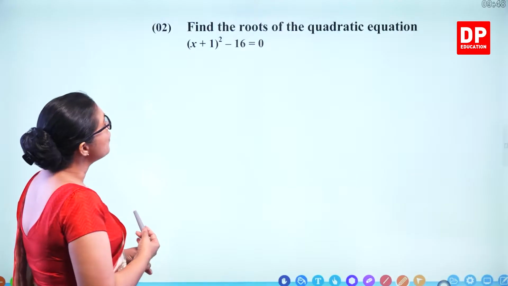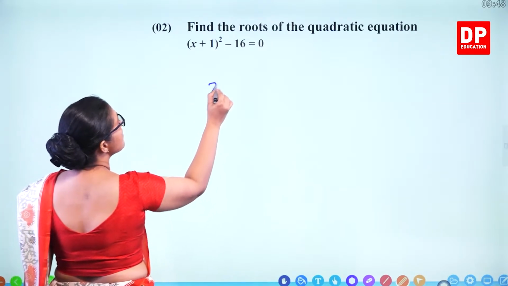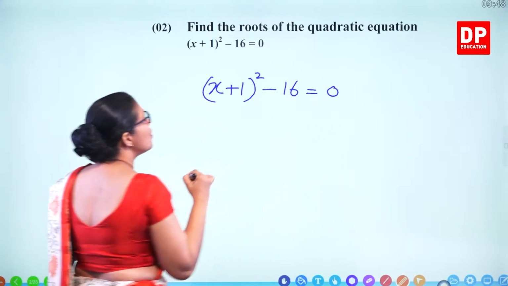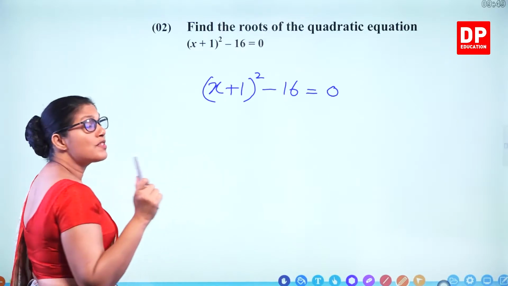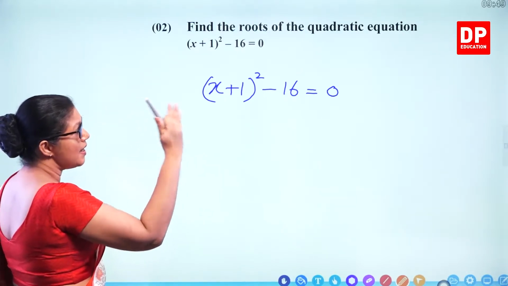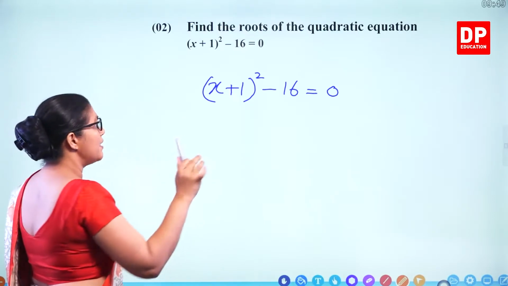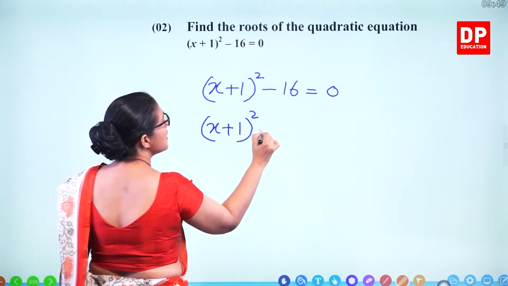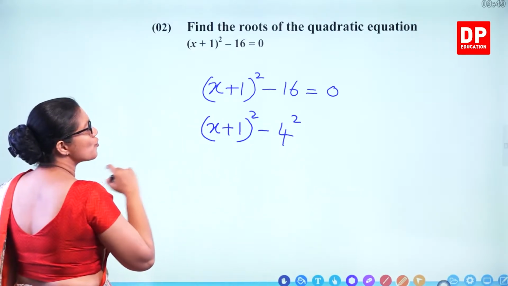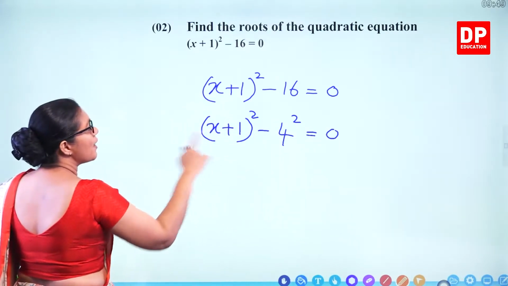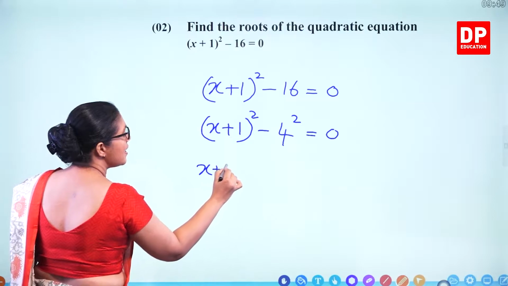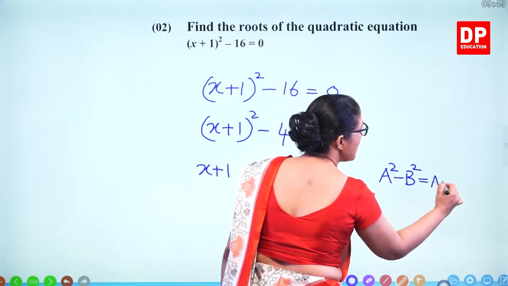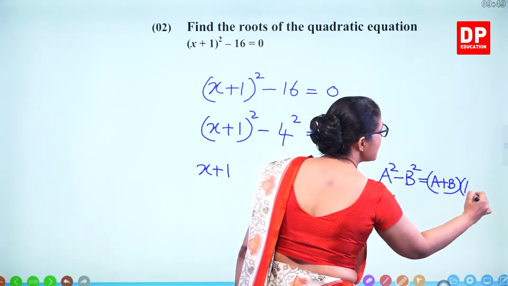Question number 2. Find the roots of the quadratic equation (x plus 1) squared minus 16 is equal to 0. So you can either use difference between two square terms or you can take minus 16 to the other side and do it. I'll show you how to do that. So if you are using difference between two square terms, this becomes 4 squared. So what are the factors? You can write a plus b. If a squared minus b squared is there, a plus b is one factor, a minus b is the other factor.